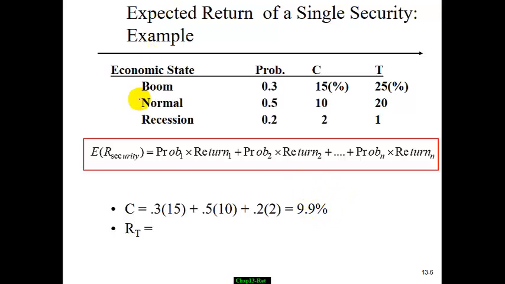So let's practice finding the expected return for T. 30% chance we have a 25% return, 50% chance of 20%, 20% chance of 1%. So this equals 0.3 times 25 plus 0.5 times 20 plus 0.2 times 1. The answer is 17.7%.